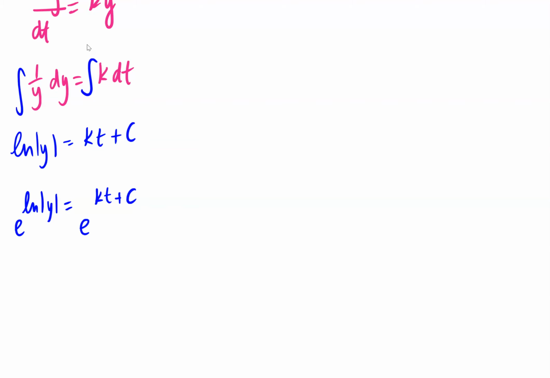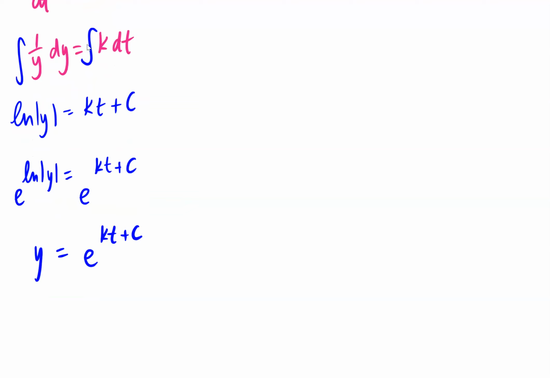Exponential functions can never have a negative y. That's why I can ignore the negative. So normally I write absolute value of y is equal to e to the kt plus c, but I really don't need the absolute value signs because I know y has to be positive. Exponential functions are always greater than 0, right? They're asymptotic at the x-axis, so the y is always positive.